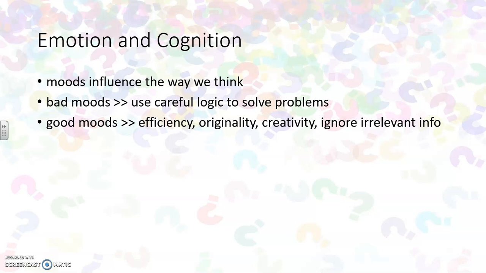And then emotion and cognition. Your mood definitely influences the way you think. If you're a more positive person, you're going to be more creative. You're going to ignore information that's kind of stupid. You're going to be very original. You're even going to bring on more positive ideas, whereas if you're in a bad mood or a more negative mood, you're going to use more logic to solve problems. You're going to be very analytical.